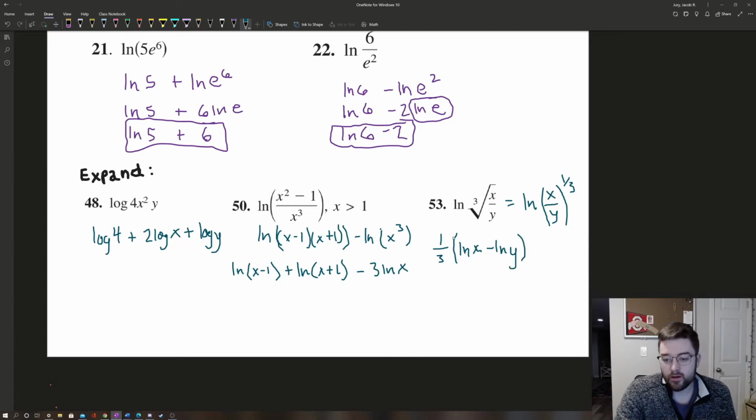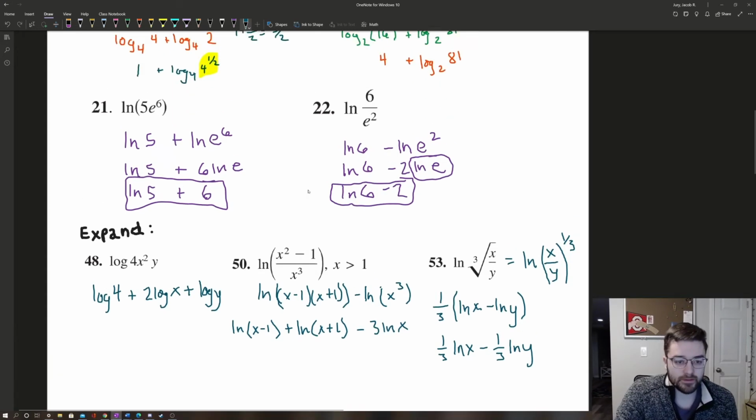And so I need to either put parentheses there or also show that this 1/3 is distributed to each the natural log x and the natural log y, because that 1/3 and that cube root definitely applies to the x divided by y. So be careful of that.